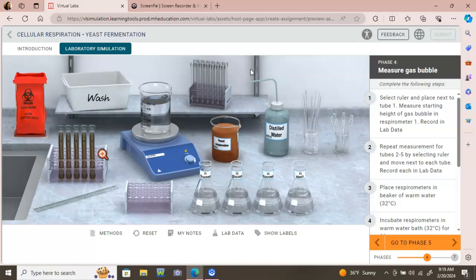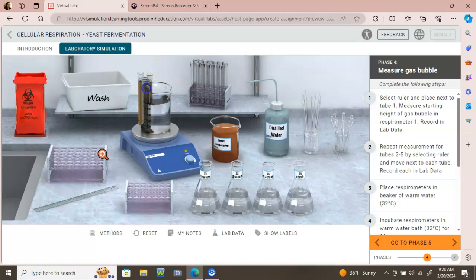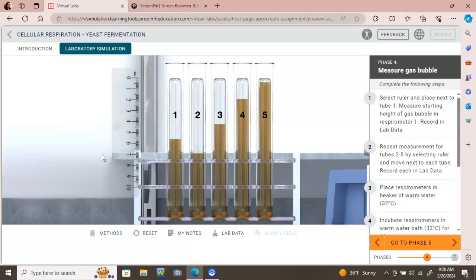Next, I need to move these tubes to the beaker of water, and then it's going to elapse for the 20-minute time point. Once they've been in the water, I can take them out of the water. At this point, I should be able to zoom in, and now the tube should look a little bit different. When I hold this next to it here, now I'm at about 50, looks like about 51 millimeters.